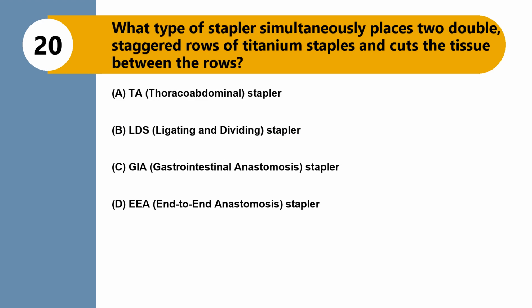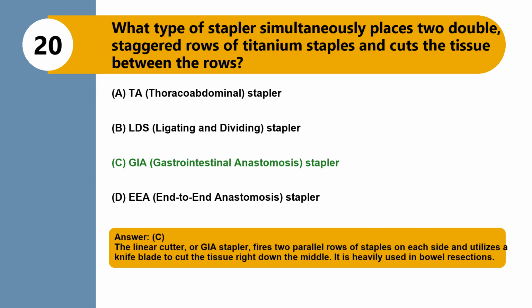Question 20. What type of stapler simultaneously places two double, staggered rows of titanium staples and cuts the tissue between the rows? Option A. TA, thoracoabdominal, stapler. Option B. LDS, ligating and dividing, stapler. Option C. GIA, gastrointestinal anastomosis, stapler. Option D. EEA, end-to-end anastomosis, stapler. The correct answer is option C, GIA, gastrointestinal anastomosis, stapler. The linear cutter, or GIA stapler, fires two parallel rows of staples on each side and utilizes a knife blade to cut the tissue right down the middle. It is heavily used in bowel resections.